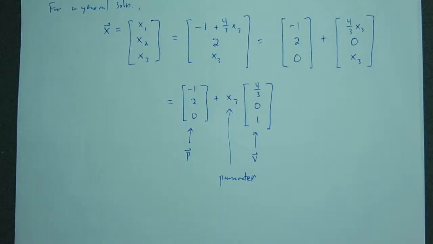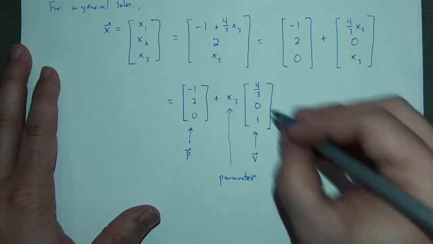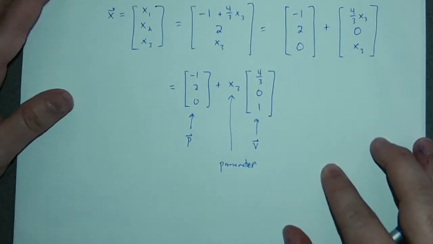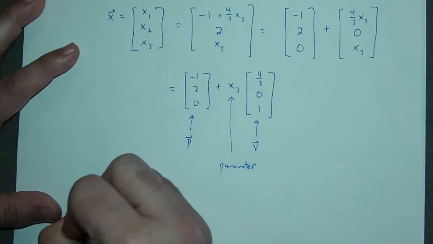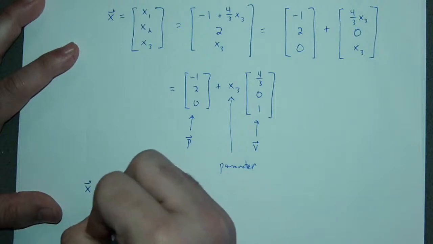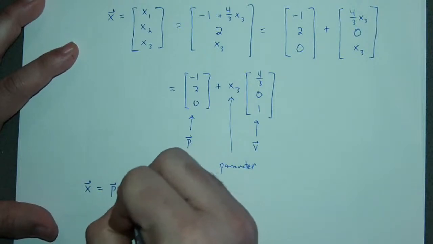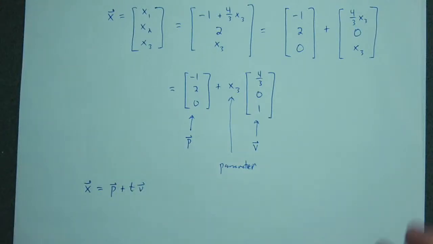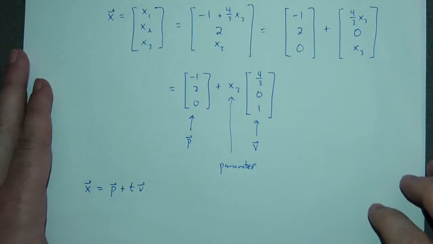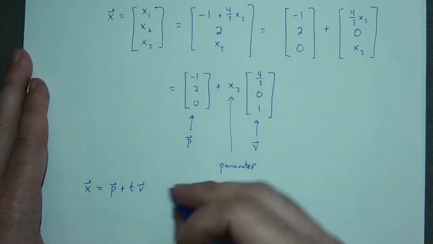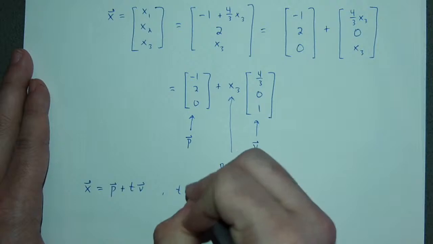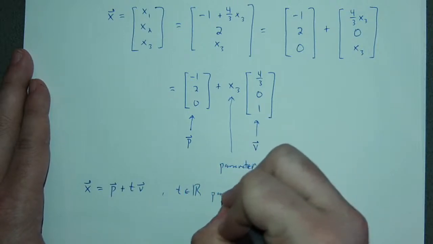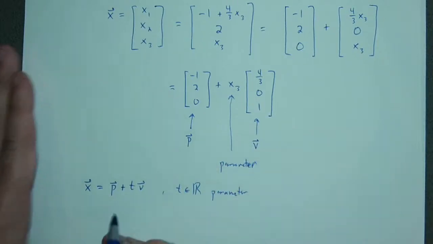So here's why it's called parametric vector form. I wanted you to see it written exactly in this way because it turns out that if I have the equation x is p plus t v, where p and v are vectors and t is a real number, just a generic parameter. What is this?